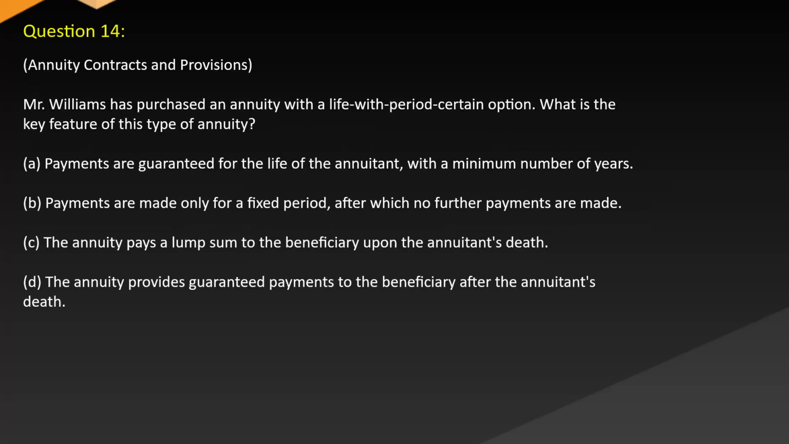Question 14. Annuity contracts and provisions. Mr. Williams has purchased an annuity with a life with period certain option. What is the key feature of this type of annuity? A. Payments are guaranteed for the life of the annuitant with a minimum number of years. B. Payments are made only for a fixed period after which no further payments are made. C. The annuity pays a lump sum to the beneficiary upon the annuitant's death. D. The annuity provides guaranteed payments to the beneficiary after the annuitant's death.